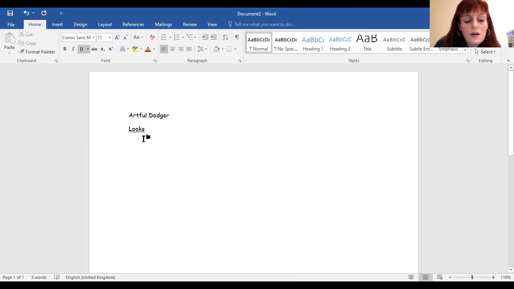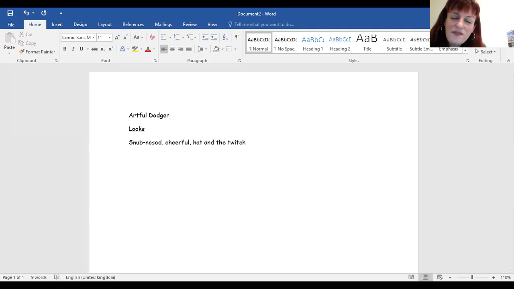Okay, so looks. What things did I particularly like from that text? Well, I liked the fact that he was snub-nosed. I'm going to steal that. I like the fact that he was cheerful. I didn't highlight that before, but it was mentioned that he was cheerful. Snub-nosed, cheerful. I love the hat thing with the hat and the twig. I think I can definitely put that into my character description later. Even if I'm writing a modern version about it, I might still have my Artful Dodger having a hat and a twig. I'm also going to add in that he is small, but likes to pretend to be a grown-up.